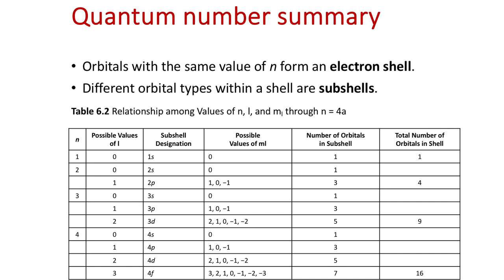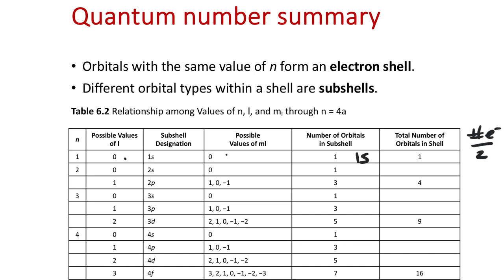So let's take a look at the summary through n equals 4. So when n is 1, the only possible value is L equals 0. As we're talking about, the only m sub L is 0. And so we just have 1 orbital in that 1s subshell. So the subshell is just the 1s. And then there's only 2 electrons that can occupy that 1 orbital. So we get 2 electrons that can occupy that 1s subshell, and the 1s subshell is the entire n equals 1 shell.